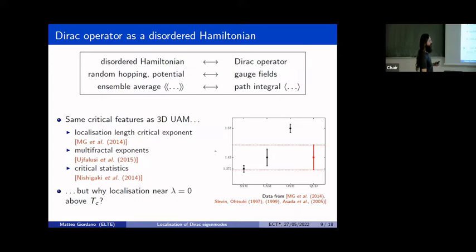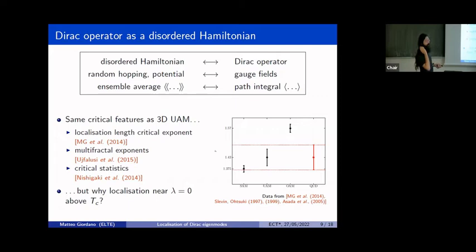So what happens in the temporal direction can be thought of as a non-site potential. And then your path integral is just replacing the ensemble average over realizations of this disorder. So it's really no surprise that there is localization. Then you go and look at the critical features at the Anderson transition, and they match what they should match. The Dirac operator is in the same symmetry class as the unitary Anderson model.